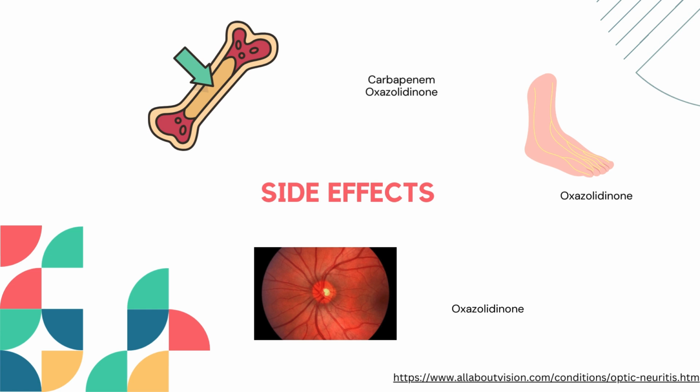Carbapenem is well tolerated in general, but there can be bone marrow toxicity in prolonged use. It is also safe to use in penicillin allergy, except anaphylaxis. Oxazolidinone can also cause bone marrow toxicity like carbapenem. It has other common side effects such as optic neuropathy and peripheral neuropathy.